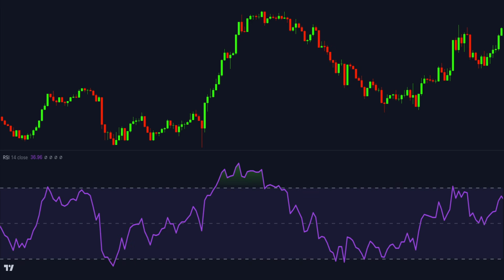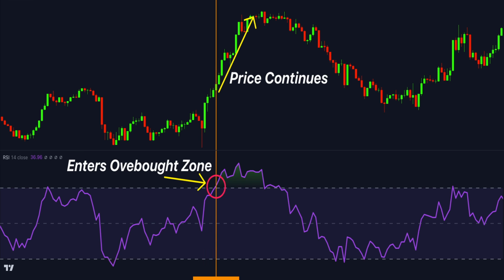But what happens when the RSI fails? When instead of price reversing when it reaches an overbought or oversold zone, it continues strongly in that direction. If you take a trade at this point counting on the reversal, your stop loss would be hit and you'd lose the trade. You've probably experienced this before if you've used the RSI. There's a couple of ways we can deal with this.